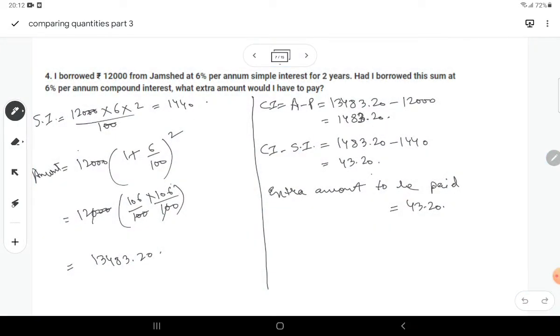Moving on to question number 4, it says I borrowed rupees 12,000 from Jamshed at 6% per annum simple interest for 2 years. Had I borrowed this sum at 6% per annum compound interest, what extra amount would I have had to pay?